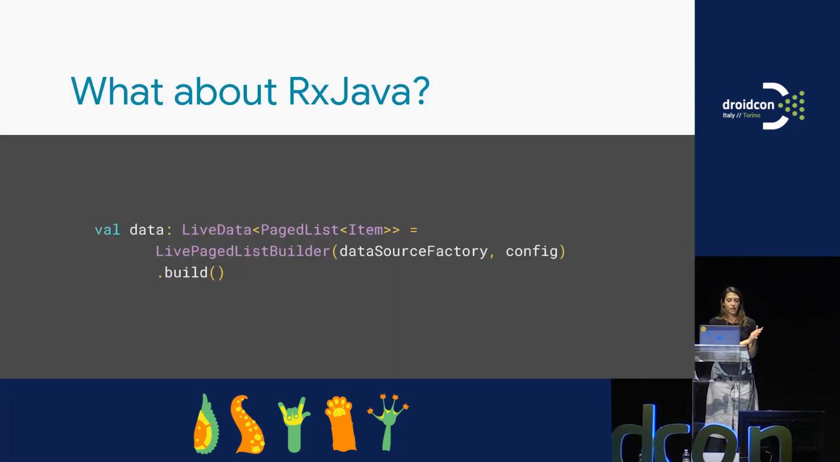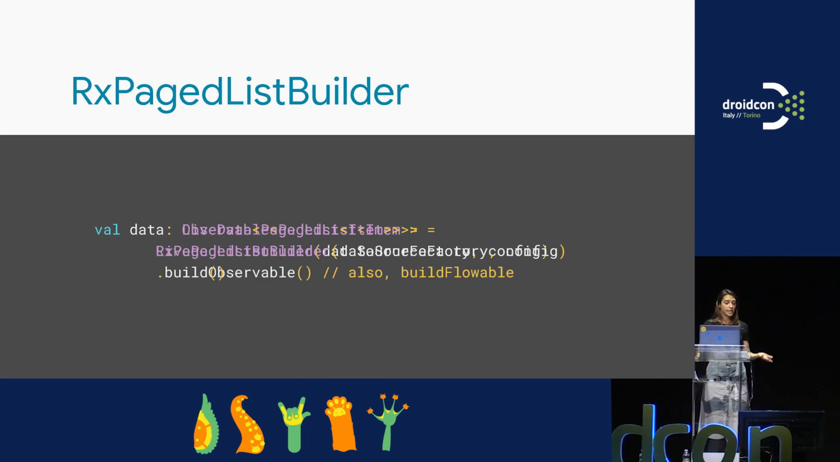OK, so I talked about the LivePagedListBuilder. But what if you're using RxJava? Well, we haven't forgotten about you. We have an RxPagedListBuilder. So instead of using a LiveData, you can use an Observable by just building an RxPagedListBuilder. The same, you would pass the factory, you'd pass the configuration. But instead of calling build, you would say buildObservable. But you can also use buildFlowable, which of course would return a Flowable of a PagedList.